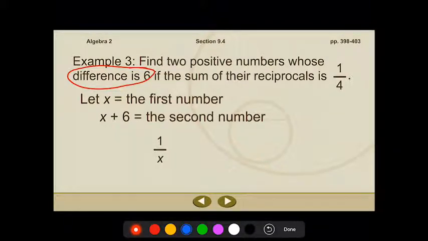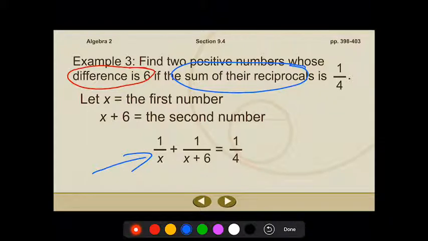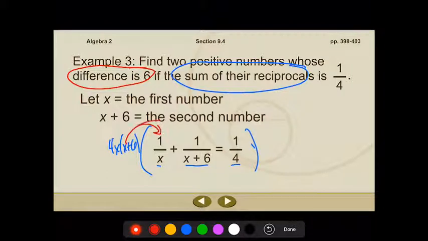Then the sum of the reciprocals of the two numbers is equal to 1/4. So 1 over x plus 1 over x plus 6 is equal to 1/4. You guys probably understand why they include this in this lesson, because this is a rational equation. The way we solve that is we multiply everything by the least common denominator. This text is going to recommend putting this whole thing in parentheses. The least common denominator is this times this times this, so literally 4x times x plus 6. Then you use the distributive property, and you're going to get your final answer.